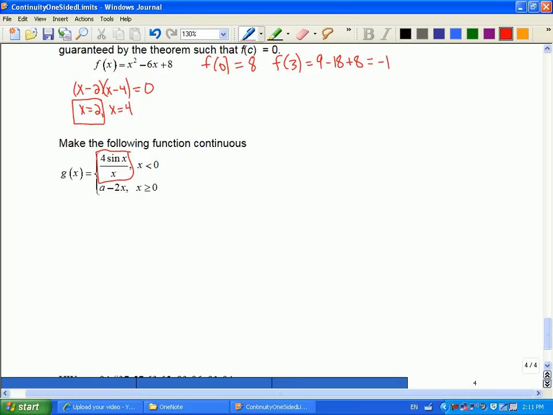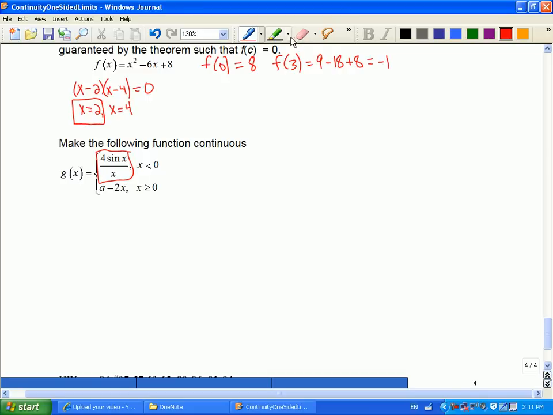Question, yeah? Does 4 sine x over x just equal 4? You are jumping ahead to the limits, and yes, we will use that fact that sine x over x is a limit we've dealt with. Yeah, it's coming up. And then the other side of the graph is also continuous. It's just a line graph. Okay, and now you might be thinking, whoa, why is there an a? Well, that's your job, to figure out what's the value of a that's going to make this thing continuous.